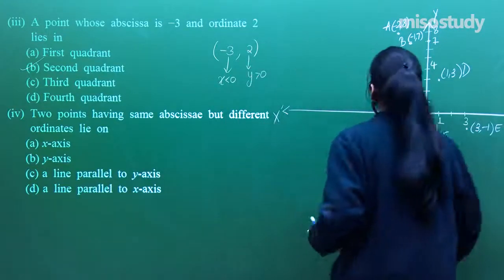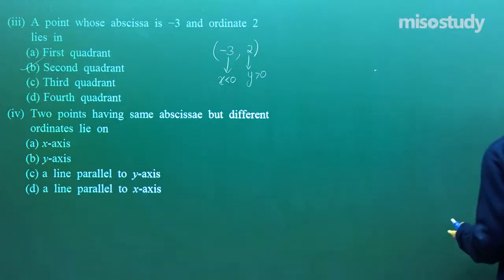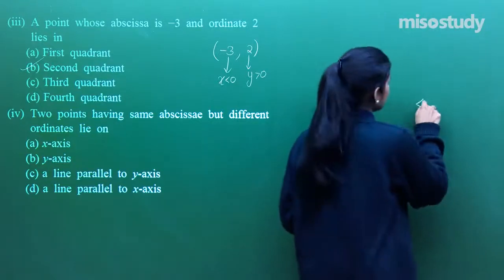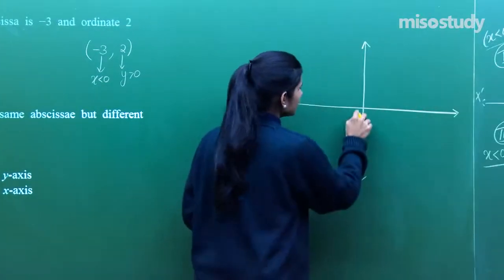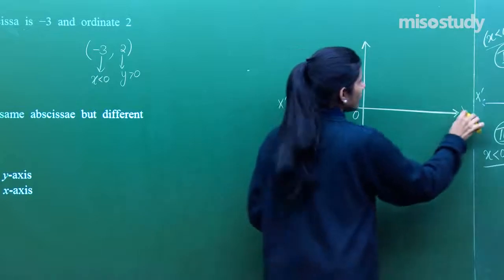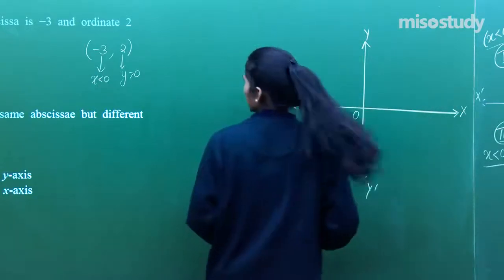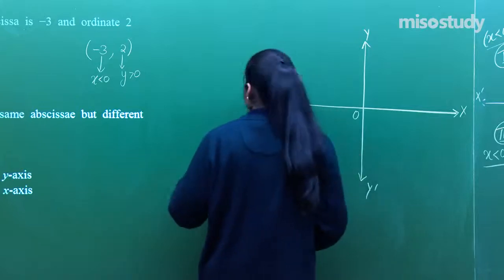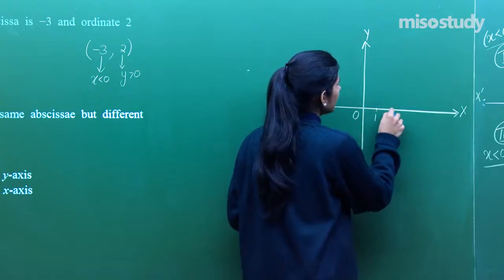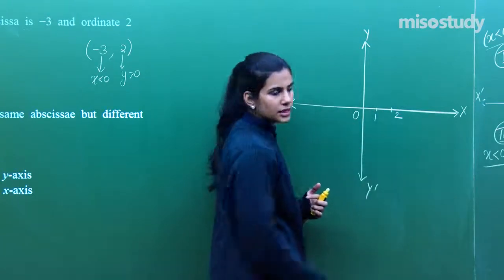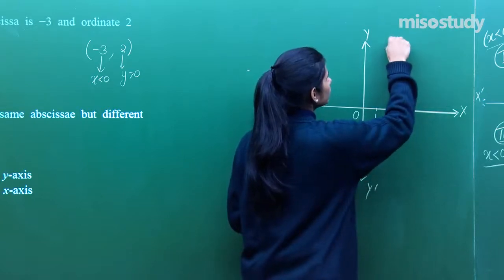Now try to understand this. 2 points having same abscissa but different ordinates. Get the situation clear. This is origin, x dash O, x, y, O, y dash. I am saying 2 points having same abscissa but different ordinates. Suppose this is 1 and say this is 2. I draw a line parallel to y-axis passing through 2.